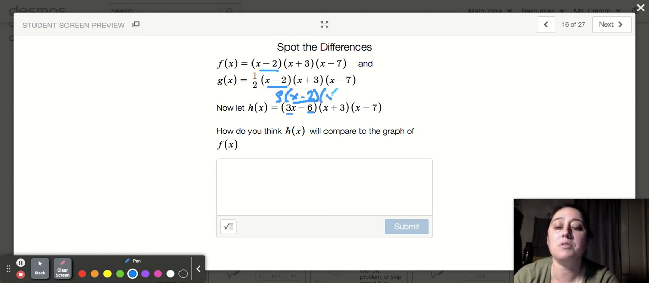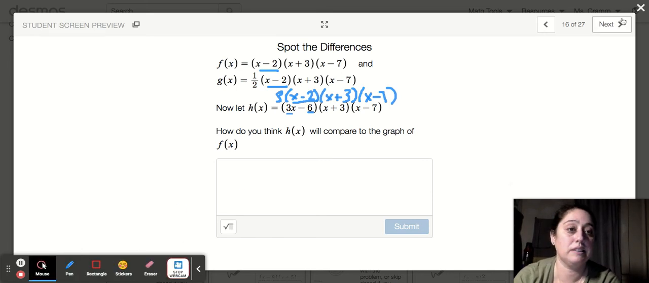All right, so while I'm doing the other 2 factors, think about, well, what would be similar about all of these graphs, and then what might be a little different? Okay, x minus 7. Okay. All right, here we go.